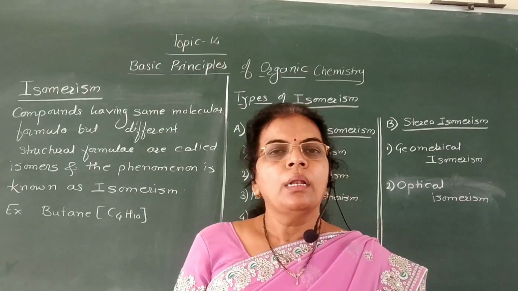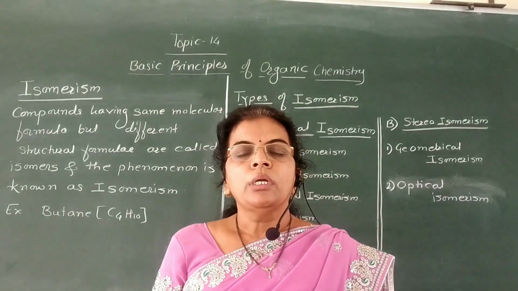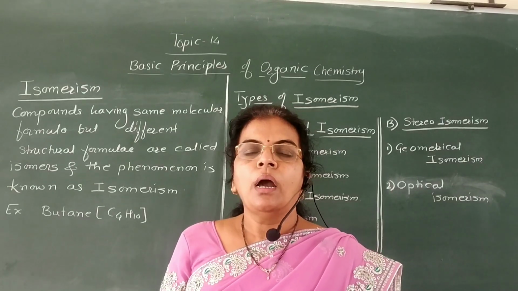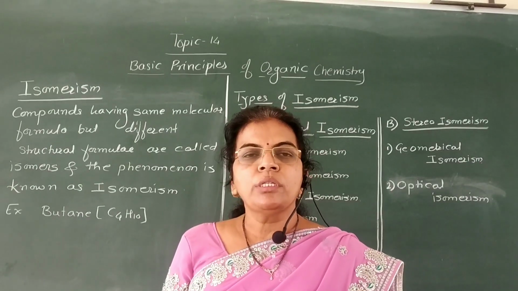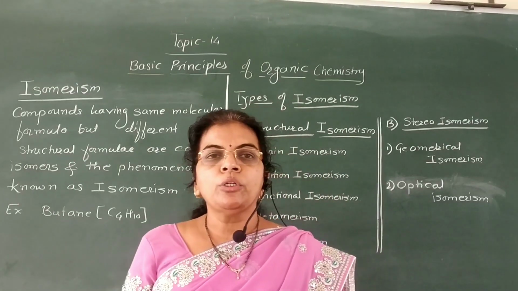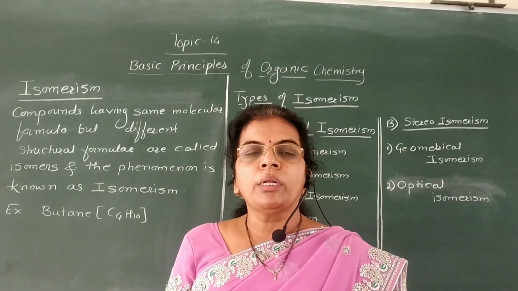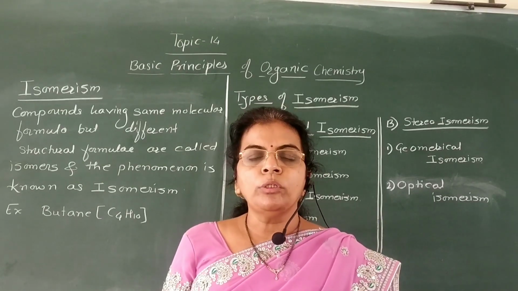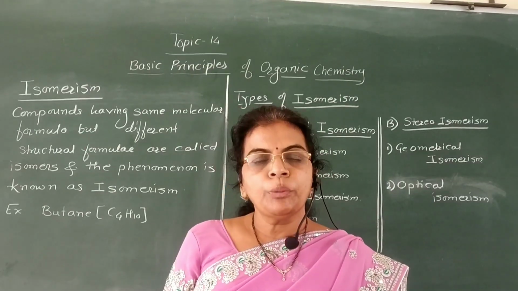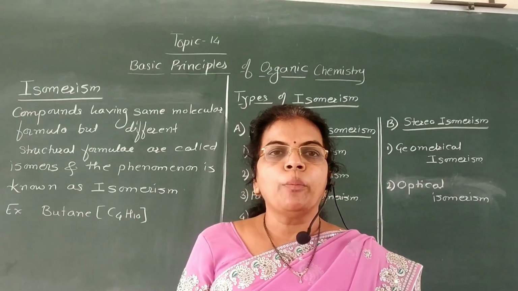Good morning, students. Last time we completed nomenclature of organic compounds, in which we have seen IUPAC nomenclature of saturated hydrocarbons, unsaturated hydrocarbons. Then we have seen the nomenclature of monofunctional group compounds. Then IUPAC nomenclature of polyfunctional group compounds. After that, we have seen the IUPAC nomenclature of aromatic compounds, in which we have seen IUPAC nomenclature of monosubstituted aromatic compounds, disubstituted aromatic compounds and trisubstituted aromatic compounds.